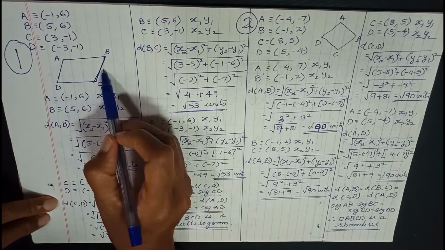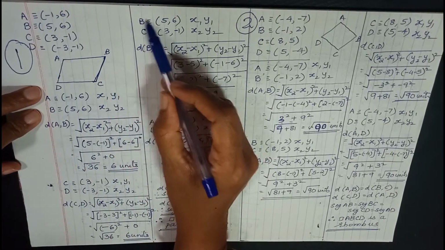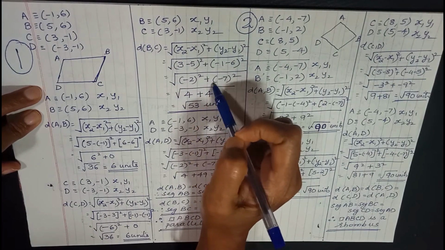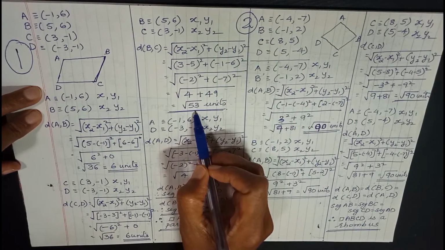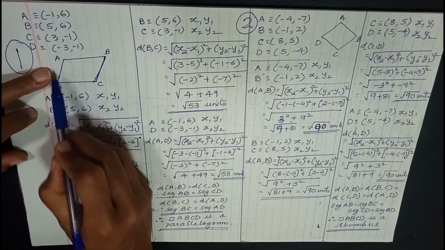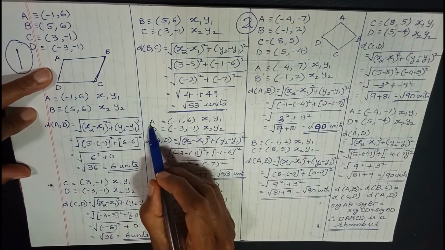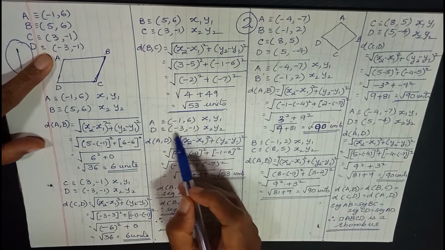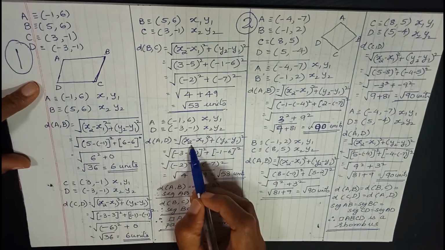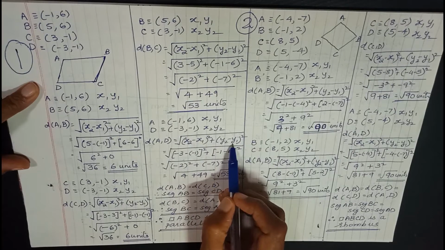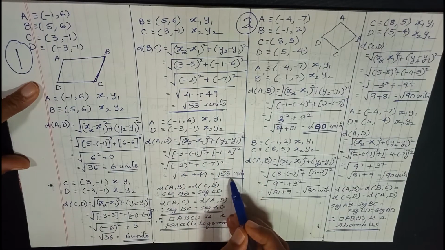Now we will find these other two sides. For the first one, I'm using B and C as x1, y1 and x2, y2. Using the distance formula, you can see I get BC as root 53 units. Now to see whether BC is equal to AD, we will find the distance AD. So I'm again using vertex A and vertex D. A is my x1, y1 and D is x2, y2. Again using our distance formula, that is square root of x2 minus x1 the whole square plus y2 minus y1 the whole square, I am again getting root 53 as the distance.